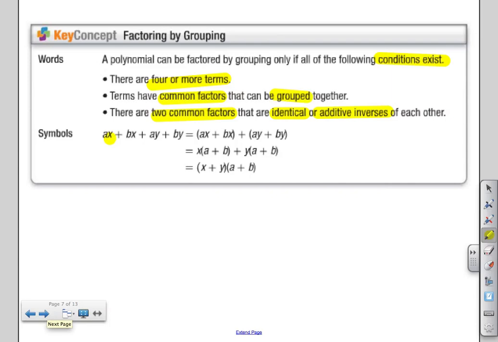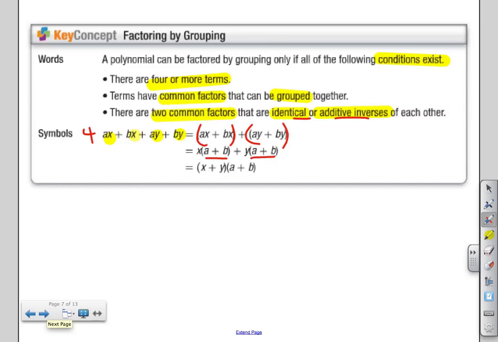We have ax plus bx plus ay plus by. Now we can group those ax plus bx and ay plus by because we have similar terms. We have common factors that can be grouped, okay? So first thing we did, we had 4 terms. Then we could group them according to their common factors. And then something has to be identical or the additive inverse. And in this case, we have something that's identical. They both have an a plus b factor.